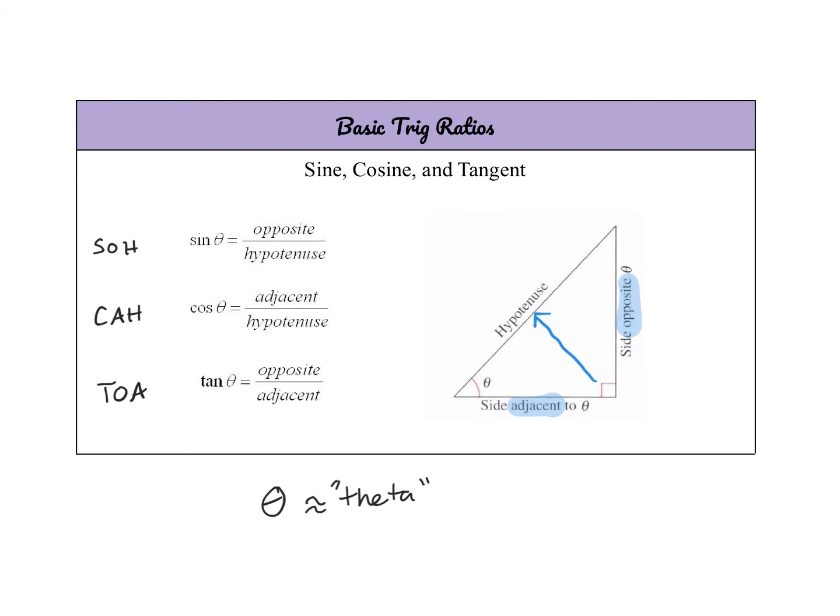Now, I do want to point out, when we are writing these 3 ratios, like within an equation or within our work, we use these abbreviations. So sine we write as SIN. Please still make sure you're reading these as sine, cosine, and tangent. So we still say the full word, even if we don't write the full word.